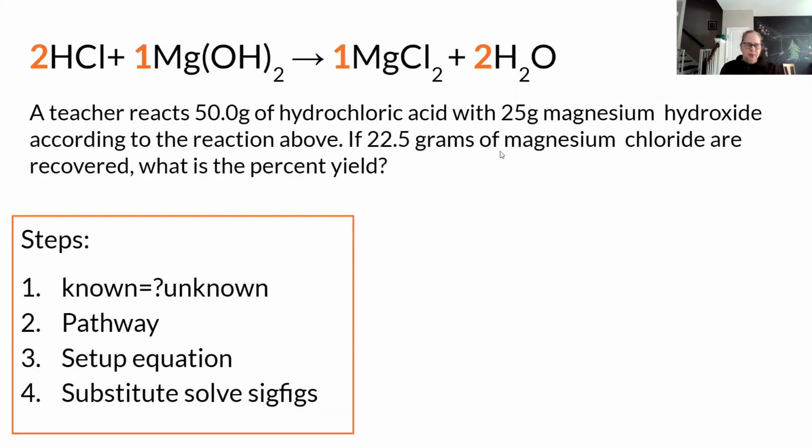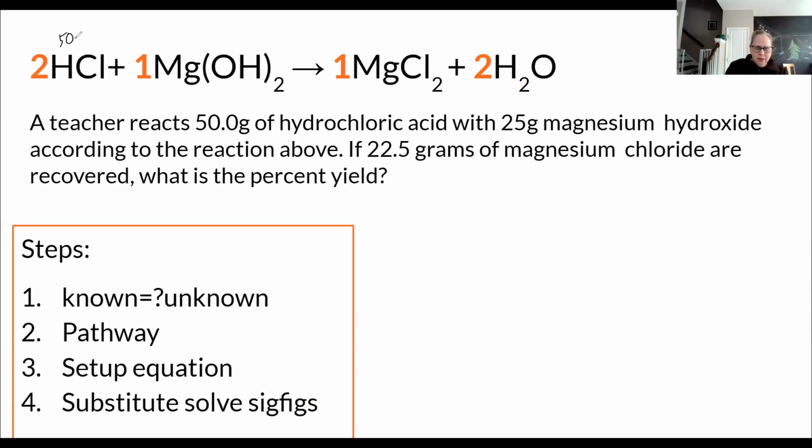Here we go. We have a teacher who reacts 50 grams of hydrochloric acid. So I'm just going to write this right up top here, 50.0 grams, because that's the hydrochloric acid, with 25 grams of magnesium hydroxide, according to the reaction above. And they were nice. It looks like, yep, it came balanced for us. Always check that. If 22.5 grams of magnesium chloride are recovered, what is the percent yield? So right now, I'm not going to think of 22.5 as something that's in my stoich. That is my actual yield.